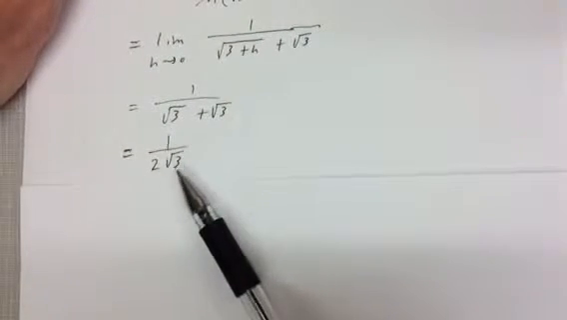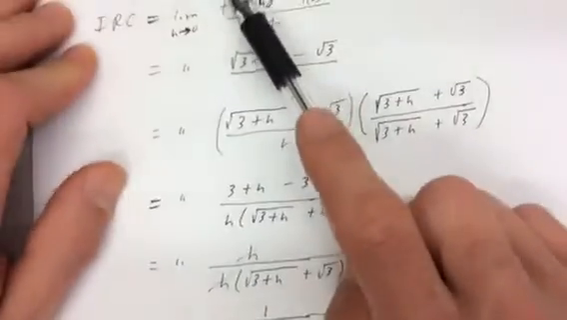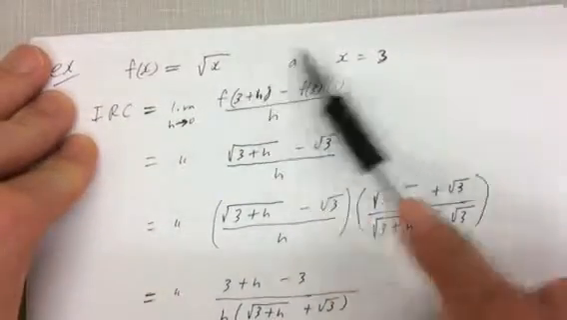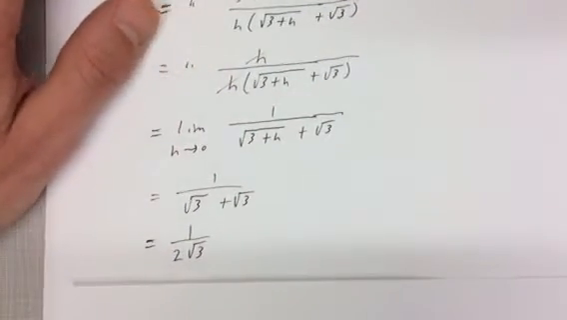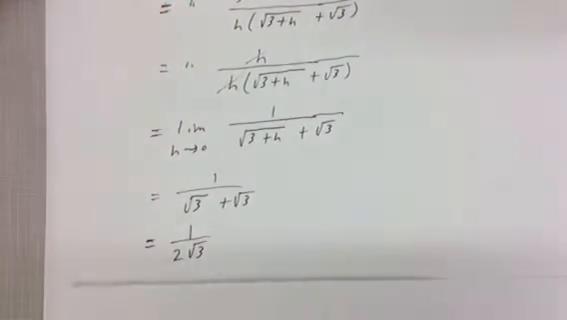So the instantaneous rate of change of f of x equal to root x at x equal to 3 is 1 over 2 root 3. So that's the slope of the tangent there.